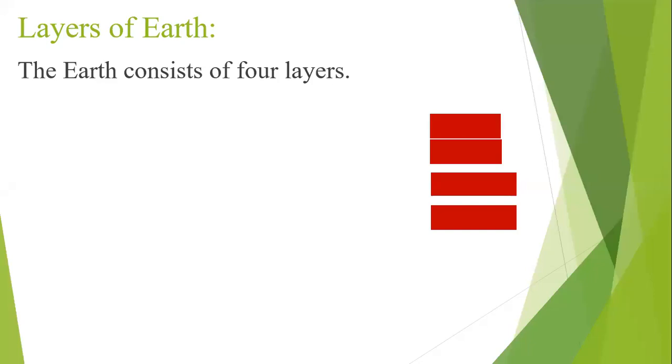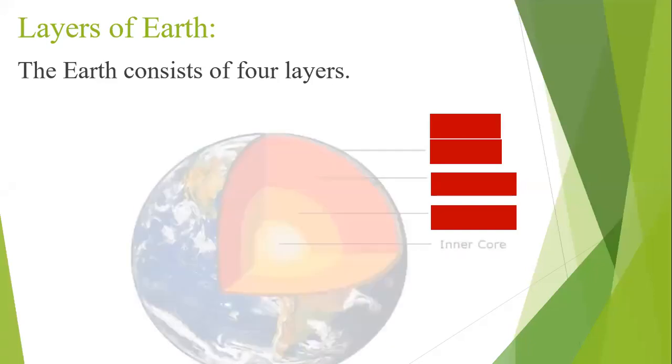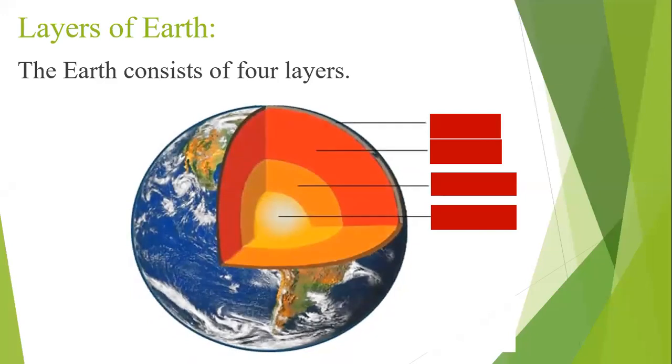So now we are going to discuss the different layers of Earth. The Earth consists of four layers. Number one, crust. The outermost layer of the Earth is known as crust. The inner layer is known as mantle. Then the next layer is outer core, and the innermost layer is known as inner core. So there are four layers of Earth. The outermost layer is crust, then comes mantle, then outer core, and the innermost is inner core.